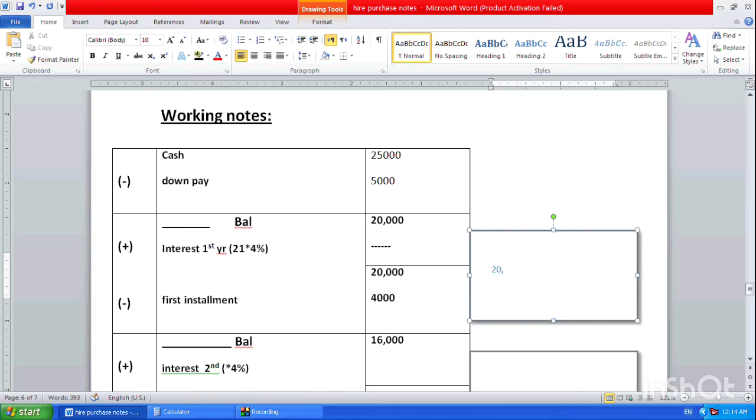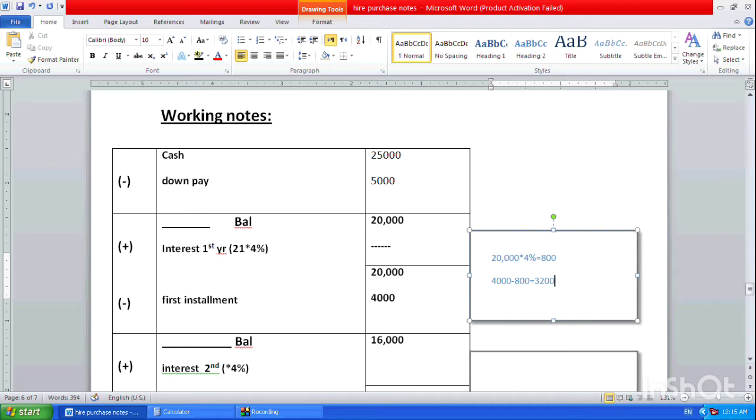Okay, 20,000 into 4%. 20,000 at 4% is equal to how much we are getting? 800. So interest is 800, means 4,000 minus 800 is equal to 3,200 is the installment.